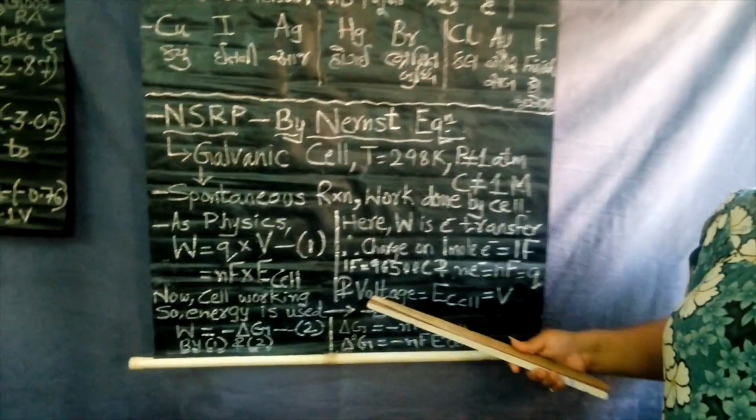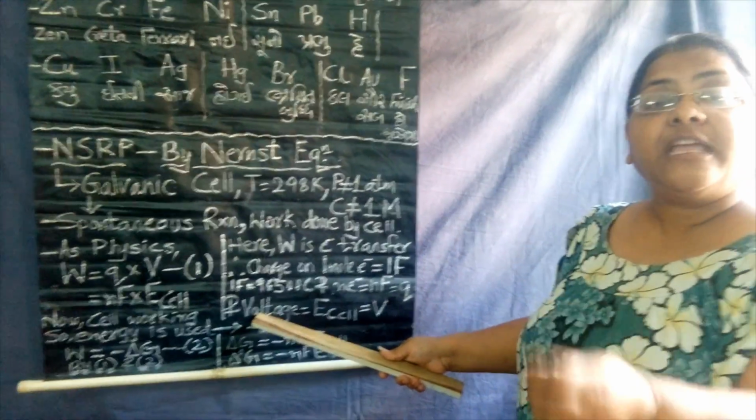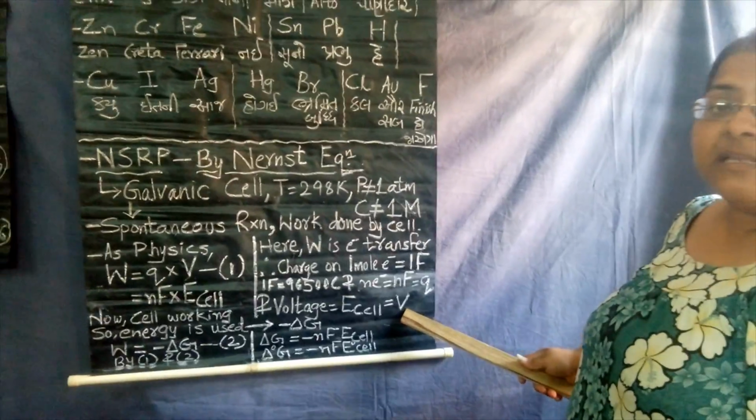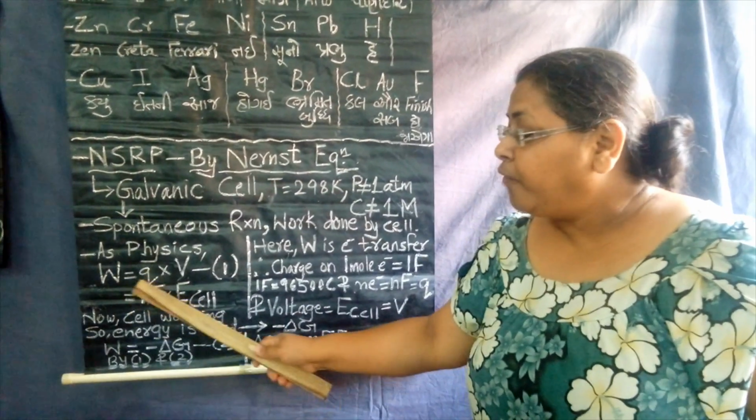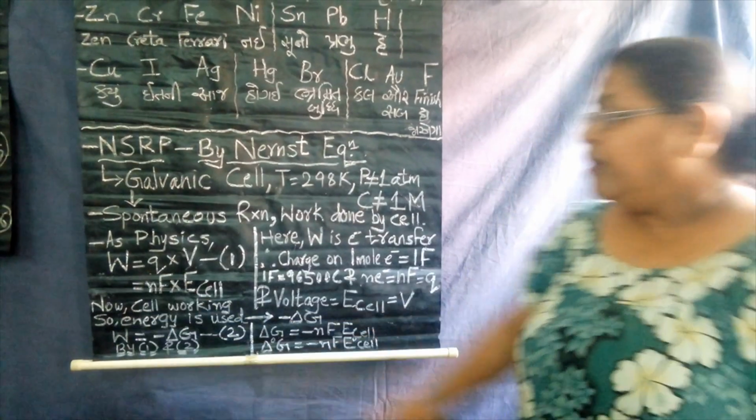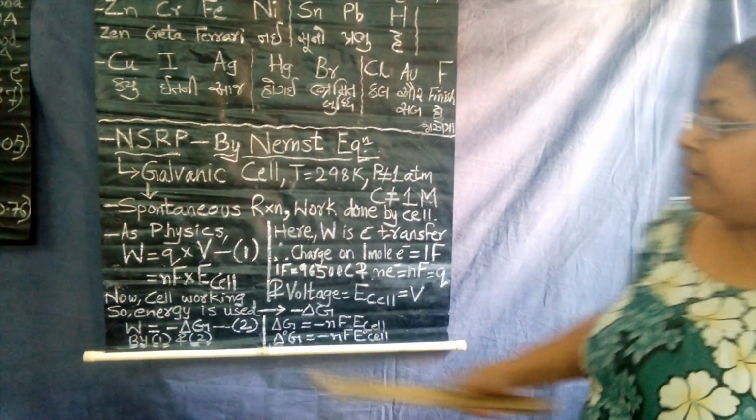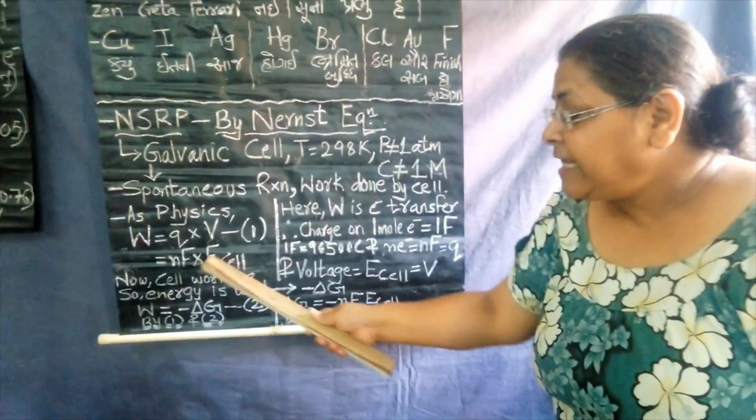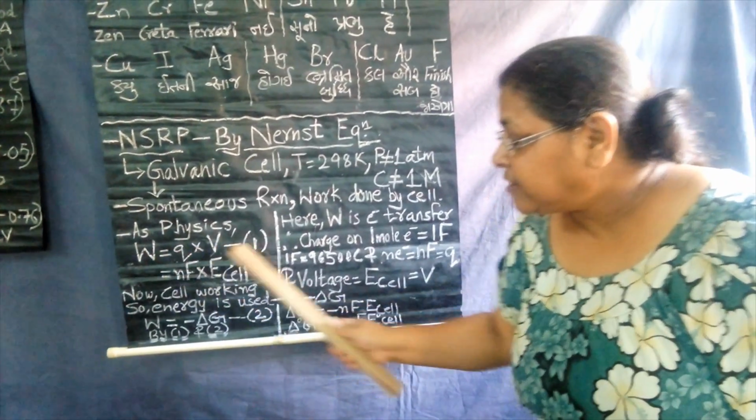And as I told you, the voltmeter gives us the reading of E cell. So voltage is equal to E cell, which will be taken as V. As per our physics formula, work done is equal to flow of charge times the voltage. Now Q is the charge on the number of electrons, that is nF, and V is the value of E cell, that is the cell potential. This is our first equation.